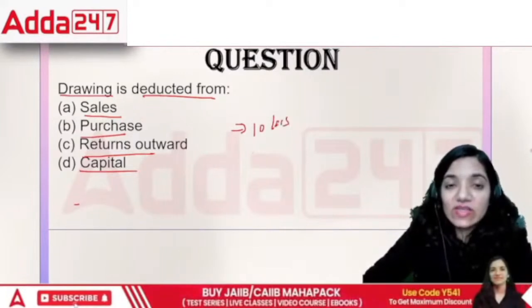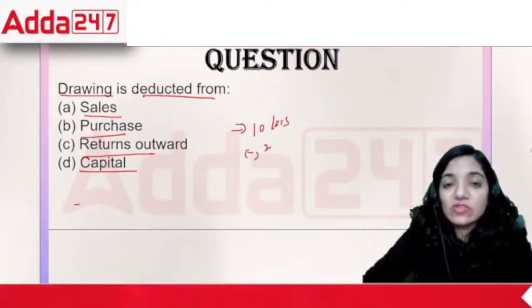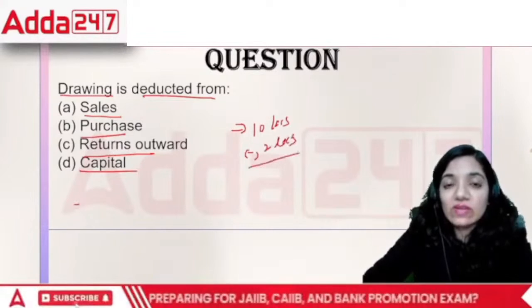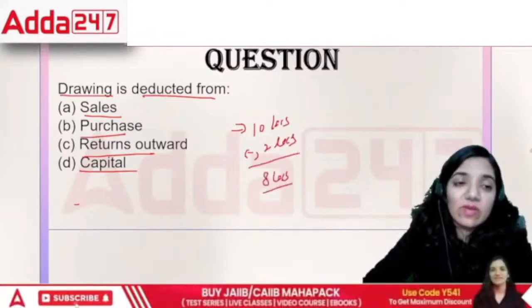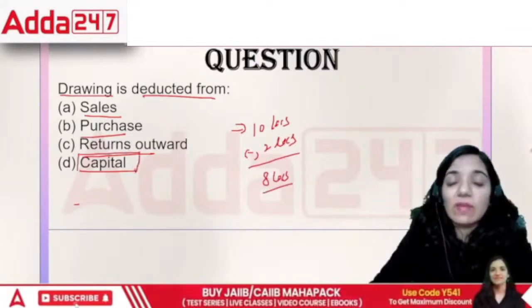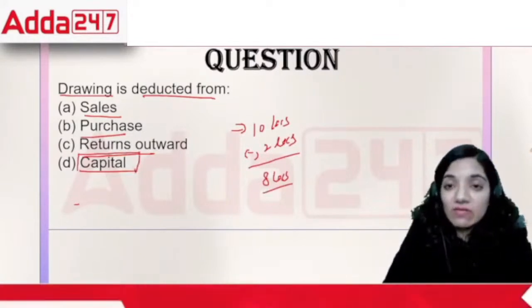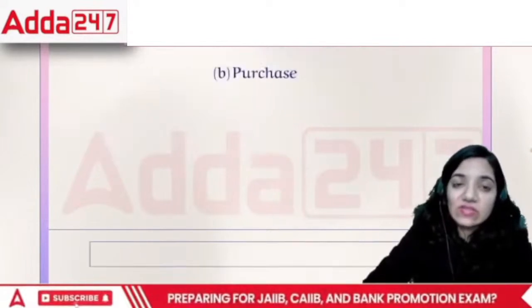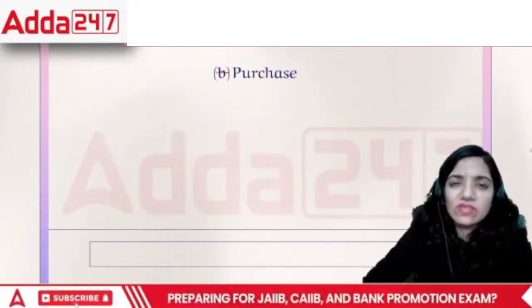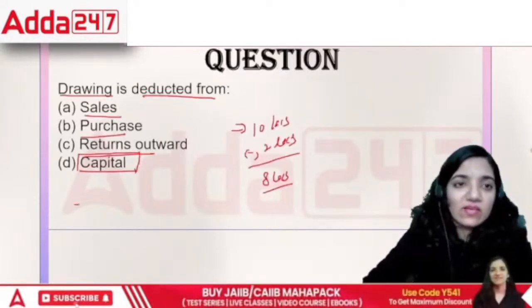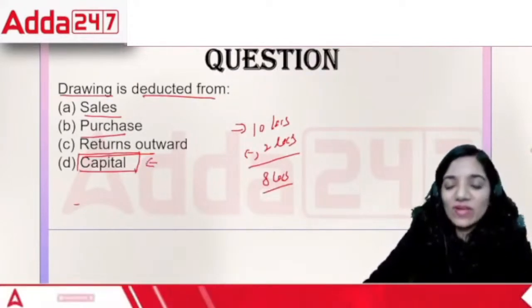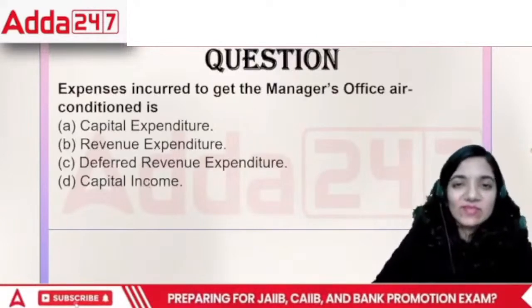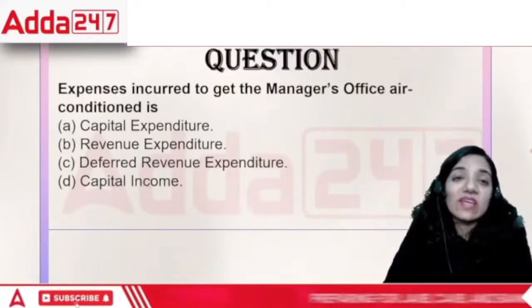lakhs in the business and then I withdrew rupees 2 lakhs out of it, right? So that gives 8 lakhs. That simply means if I withdraw some money, then it is reducing my capital, isn't it? The money which I have invested in the business. So the answer is drawings is deducted from capital. That's the right answer. It is capital. Just a mistake there. Now comes the next question.